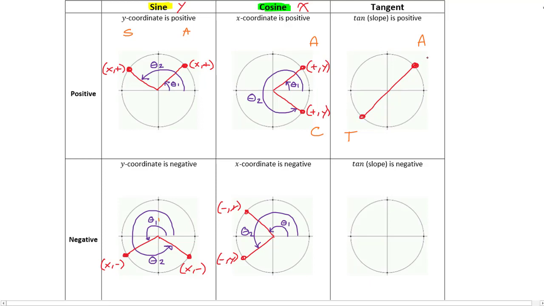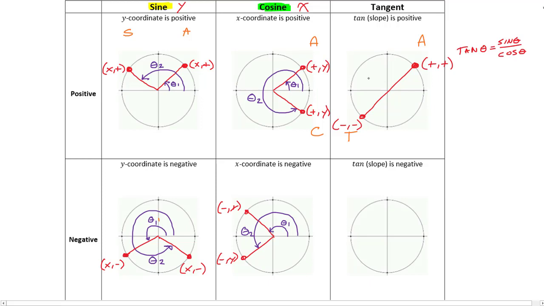Now remember, why is it positive? Because your x and y coordinates are both positive here. So positive divided by positive is positive, and down here, negative divided by negative is positive. So don't forget, slope, or tan, is the y-coordinate divided by the x-coordinate, which is sine divided by cos. Okay, so that's where it's positive.